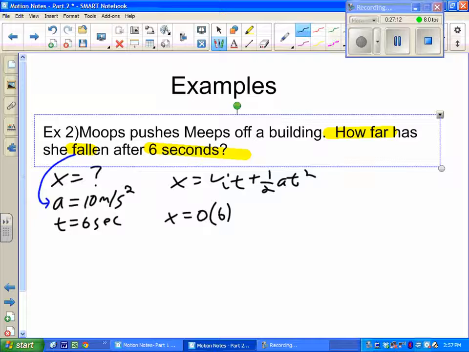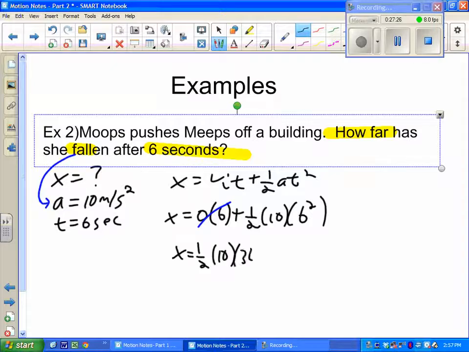VI is 0, like it was before, so this just goes away. We're left with half of 10 times 36, which is 5 times 36, which is 180 meters.